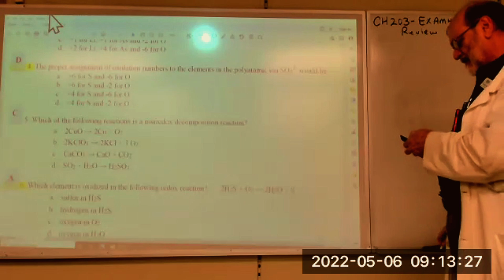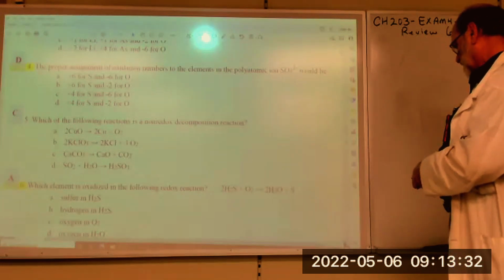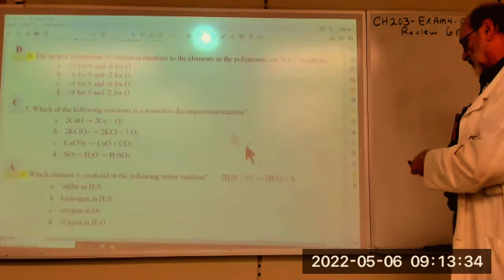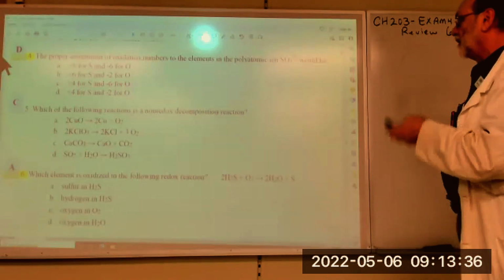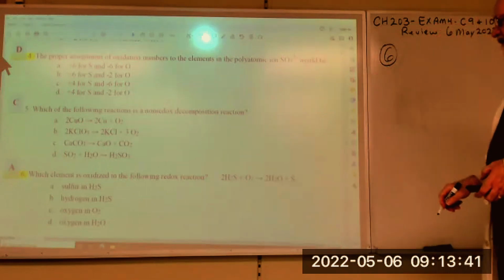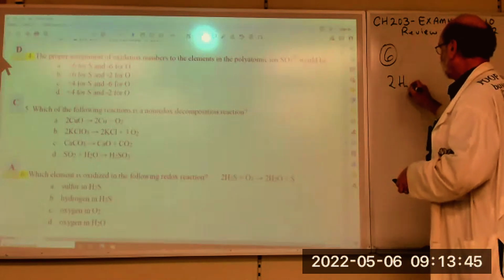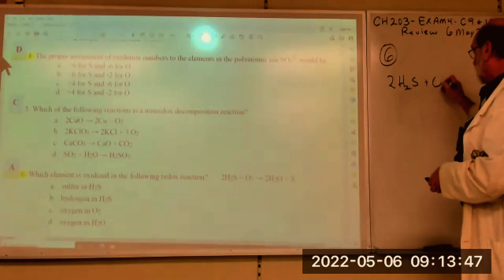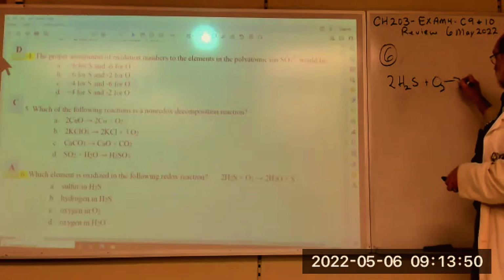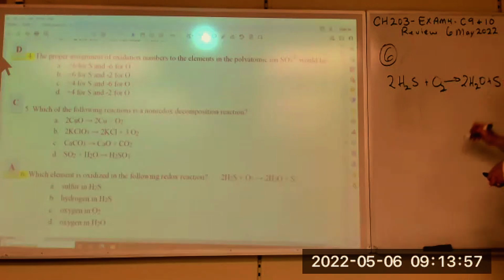Let's see, 6 is a little shaded there. Let's move it up. Okay, that's good. So which element is oxidized in the following redox reaction? It tells you it's a redox reaction, so you don't have to deal with that question. See, am I still on the board? Barely.